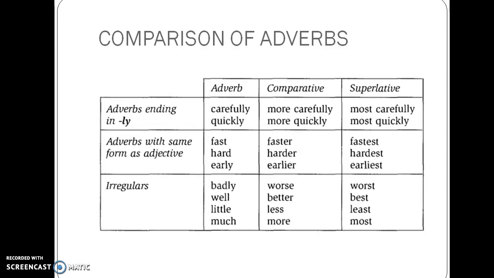And finally, there are some irregular adverbs. For example, badly. Now, though this is ending with ly, you can't say he was hurt more badly or she was hurt the most badly. So for badly, it is irregular. So the comparative degree is worse, worst; well, better, best; little, less, least; much, more, most. These are some of the irregular adverbs which you need to learn, and they will come only after practice.